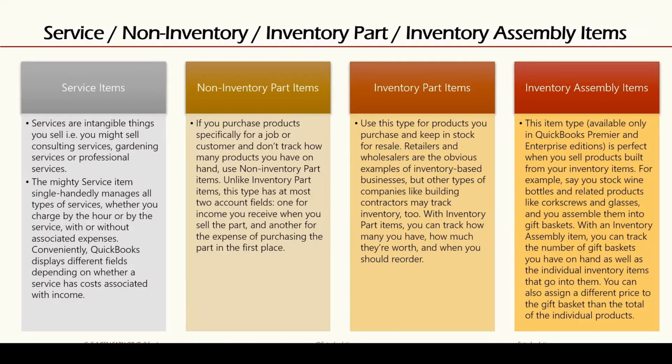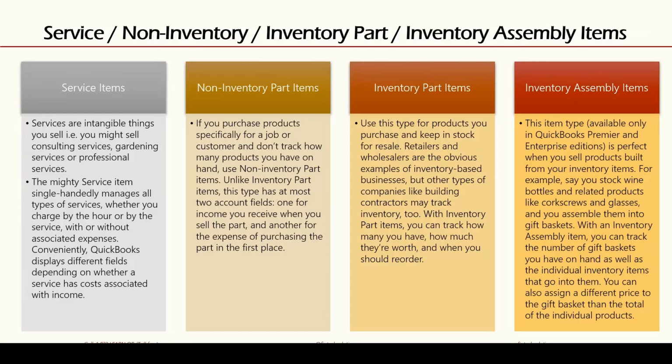The next is inventory part items. Use this type for products you purchase and keep in stock for resale. Retailers and wholesalers are the obvious examples of inventory-based businesses. But other types of companies like building contractors may track inventory too. With inventory part items, you can track how much you have, how much they are worth, and when you should reorder.